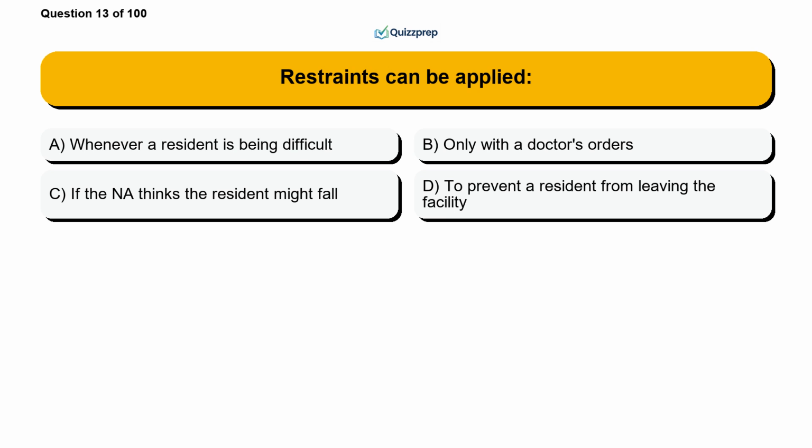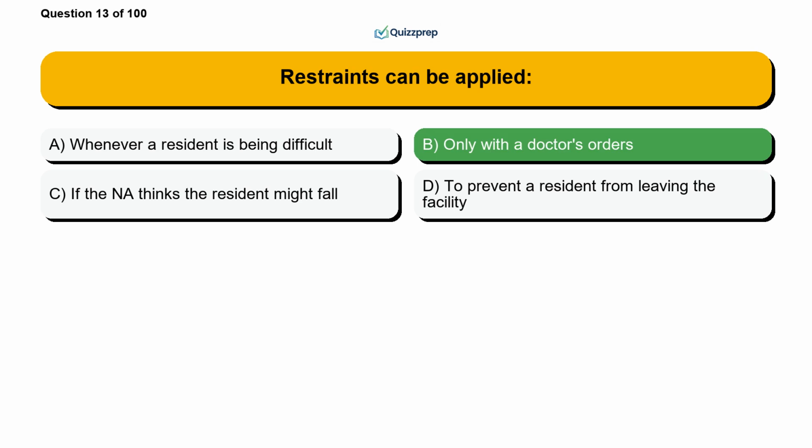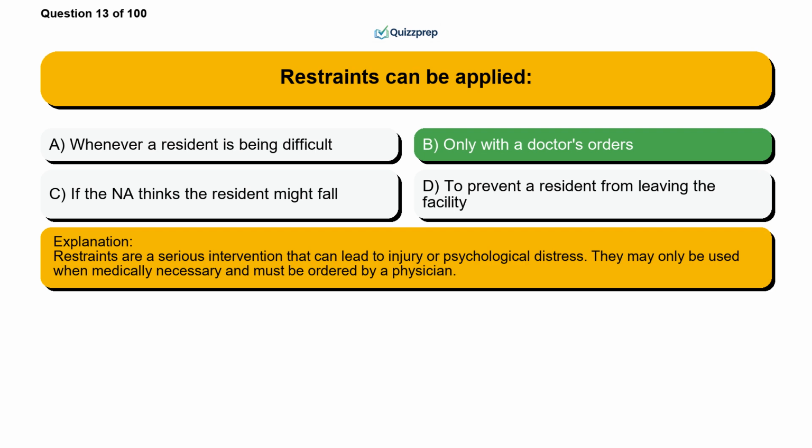Question 13. Restraints can be applied. Option A, whenever a resident is being difficult. Option B, only with a doctor's orders. Option C, if the NA thinks the resident might fall. Option D, to prevent a resident from leaving the facility. The correct answer is option B, only with a doctor's orders. Restraints are a serious intervention that can lead to injury or psychological distress.